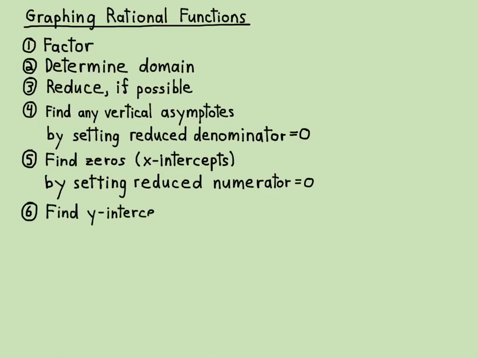6, find the y-intercept, if any, by finding f of 0. You don't always have a y-intercept because sometimes you have an asymptote, a vertical asymptote on the y-axis.